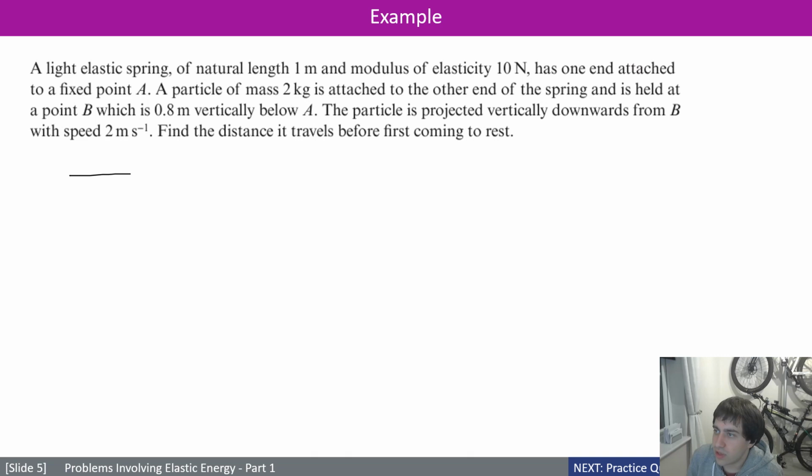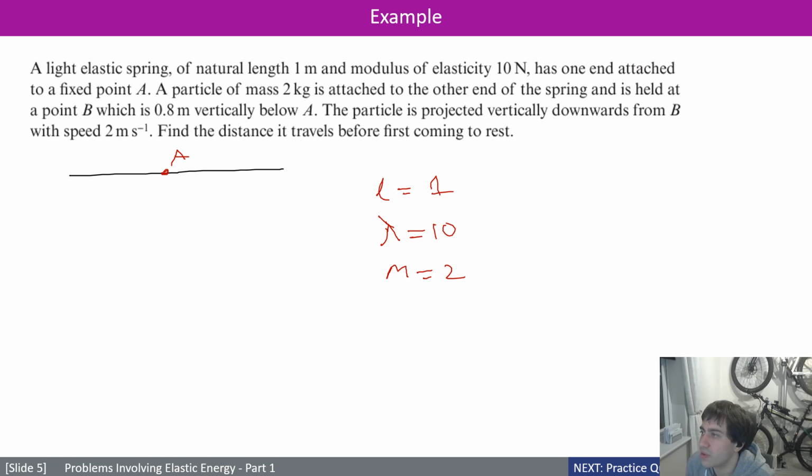Okay, and let's look at our final example. We've got a light elastic spring. Natural length is 1. Modulus of elasticity is 10. One end is attached to A. A particle of mass 2 kilograms is attached to the other end, held at a point B, which is 0.8 meters vertically below A. Did I say 0.2? 0.8. The particle is projected vertically downwards from B with a speed of 2 meters per second.